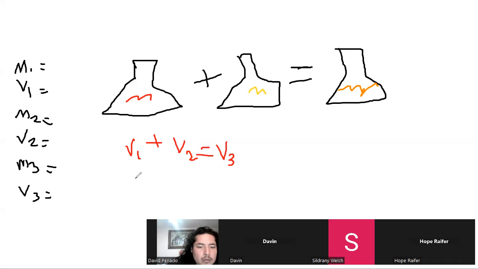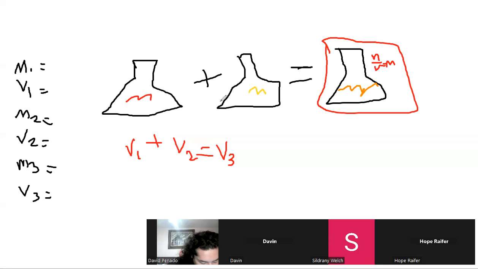Okay, so now how would we get M3? How do you get molarity? So molarity is moles divided by volume. So we need to get the moles. So this is like a 3-part problem, right? So to get the moles, okay.